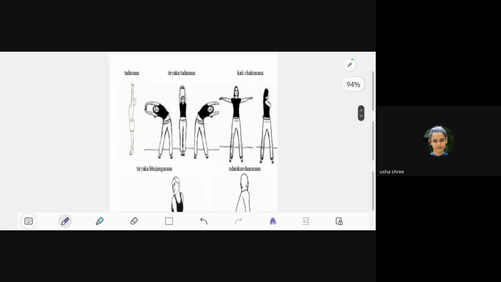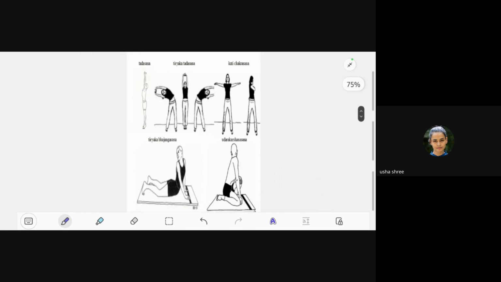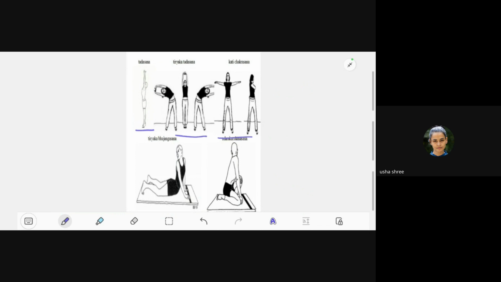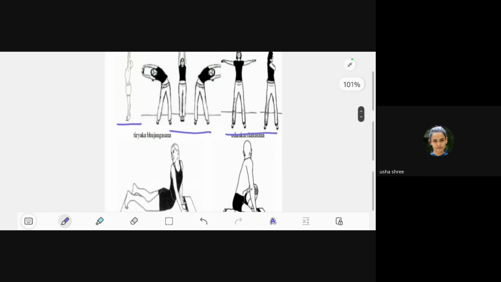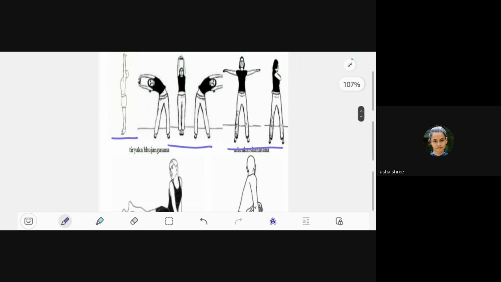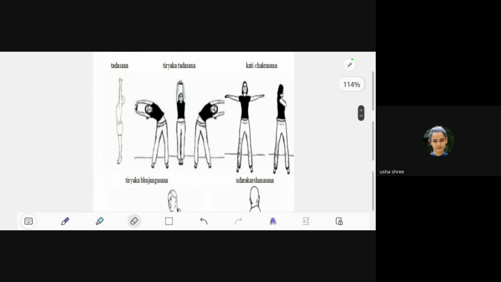This is a set. I'm just making it short so that it will be clear. These are five different types of asana: Tadasana, Triyak Tadasana, Kati Chakrasana, Bhujangasana, and Utkarshasana, Udar Akarshan. Now I'll make it more clear how to perform.